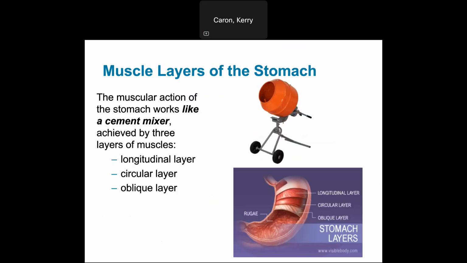Muscle layers of the stomach. So we have the mucosa, secreting mucus. We have the submucosa with the nerves, the blood vessels, the lymph. Now we have some muscular layers. And the muscles work the stomach like a cement mixer. So there's a longitudinal, a circular, and an oblique layer that move in a circular motion like a cement mixer, mixing and churning the food. So in the stomach, we have mechanical or physical digestion and chemical.